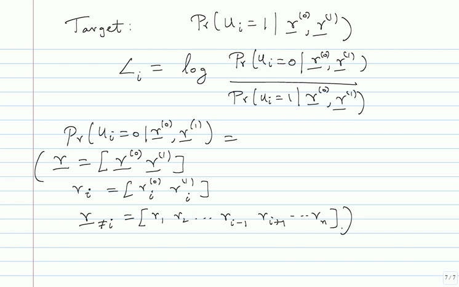All right. So now, the first thing in Bayes' rule is to write this as the probability that ui equals 0, comma R, divided by f of R.